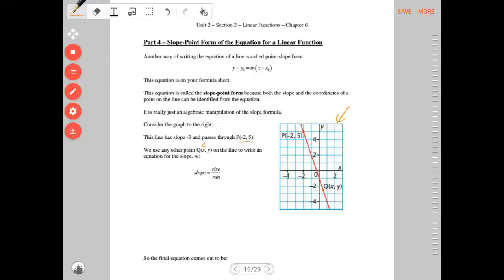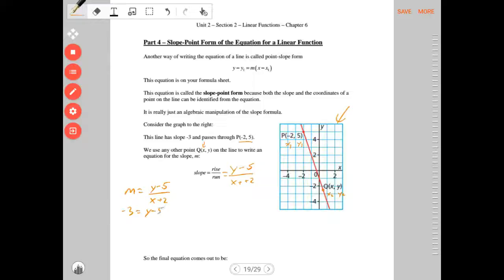So slope is rise over run. So that would be x2, this would be y2, make the 2 x1, the 5 y1. So the slope would be y minus 5 over x minus minus 2. So minus minus 2 makes a positive 2. So the slope is y minus 5 over x plus 2. Great. And we know that the slope is -3.